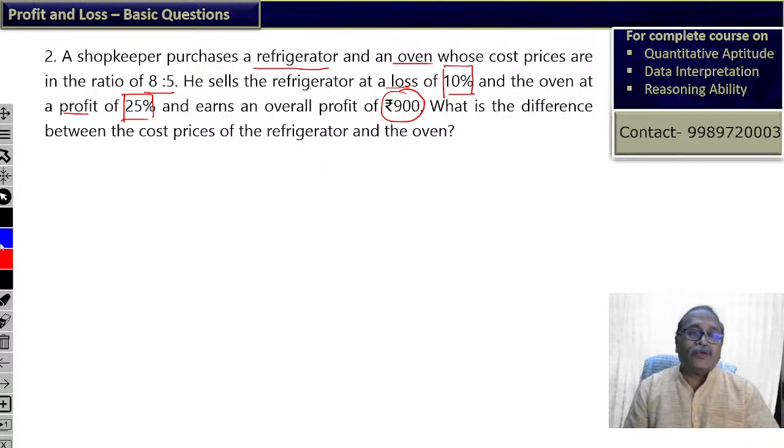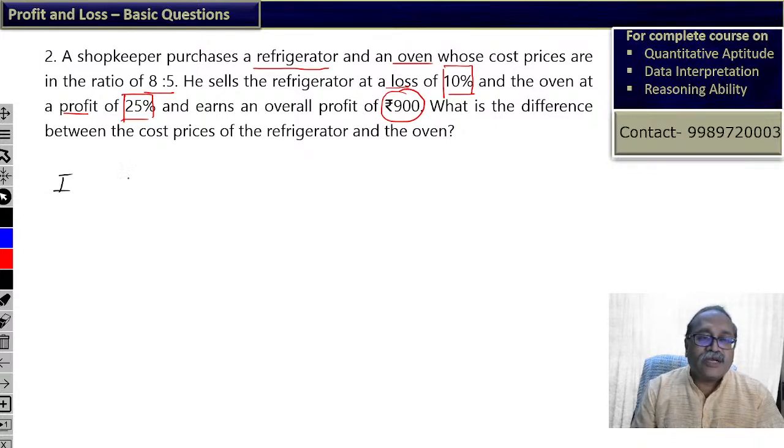So देखिए, इसको दो तरीके से बना सकते हैं. पहला तरीका तो हम इसको 800x ले लेते हैं. 800x ले लेते हैं. तो 800x में 10% लॉस हो रहा है. सो 80x लॉस हो रहा है. एंड दूसरा इसको 500x ले लेंगे.